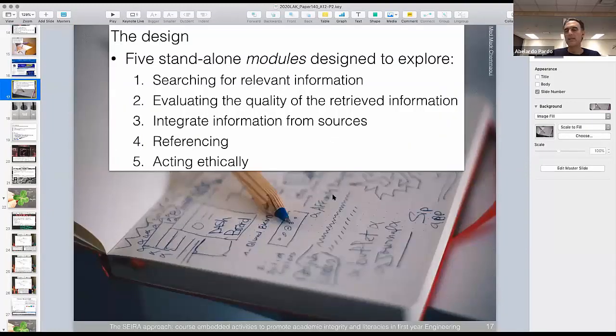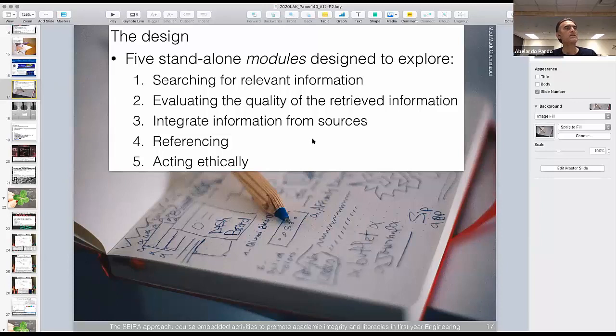Now, the design that we created had 5 standalone modules designed for the support of academic integrity. The reason why I say standalone is because these modules were actually activities that were embedded in the middle of the rest of the activities of the course. And this was important because when you approach academics, they usually tell you that they are struggling with these issues in their courses, but they are not willing to have an entire section or an entire module on academic integrity. So we wanted to provide them with something that was suitable for embedding.